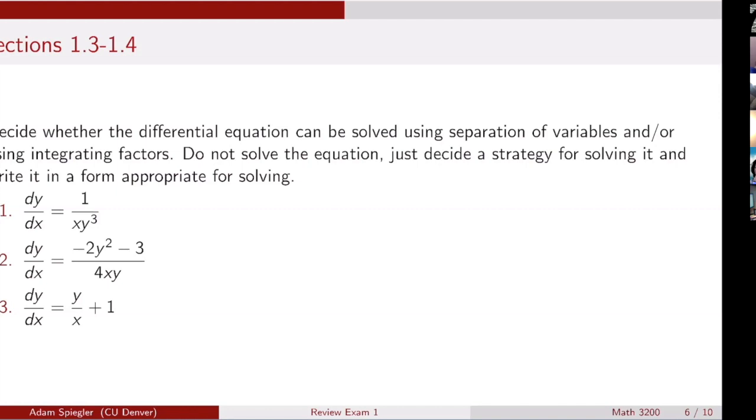Okay, so then in sections 1.3 and 1.4, we learned about separable differential equations, linear first order differential equations, and using integrating factors. So there could be multiple choice questions that are, and you've had some of these on the reading quizzes, like, is this separable? Is this linear? Is it both separable and linear? And so on. And of course, you'll have some short answer ones where you actually have to solve it.